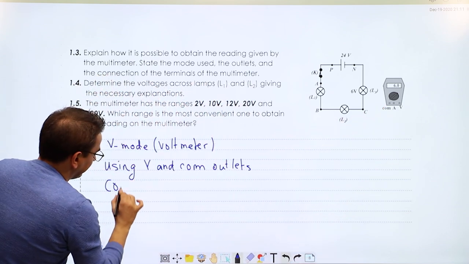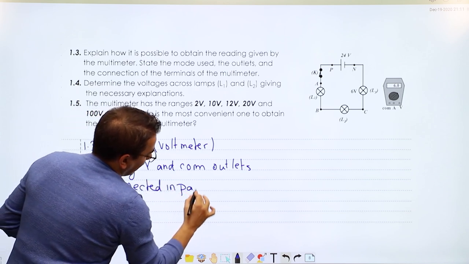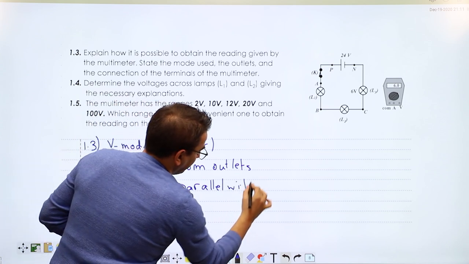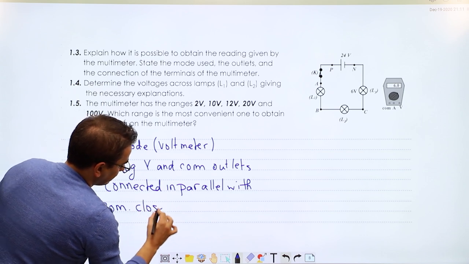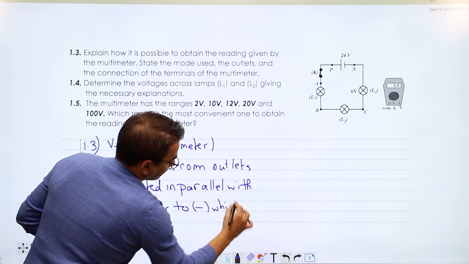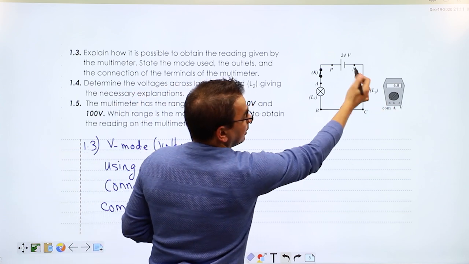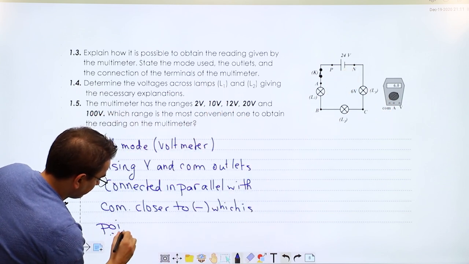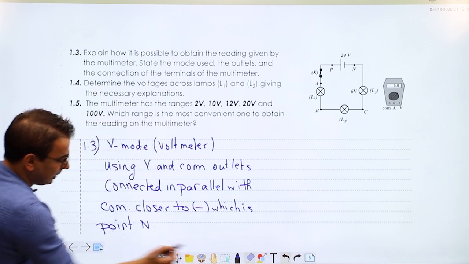Connection, connected in parallel across the device with COM closer to which pole? To the negative, which point is that? So if I want to connect it here, the negative is N, which is point N. Okay?